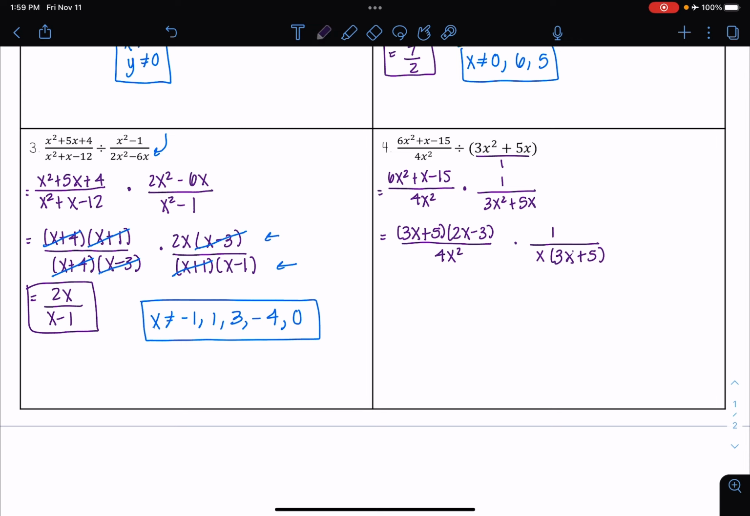And so now, going straight to simplifying, I see that the only thing that these share is 3x plus 5. So that's going to cancel out. So I'm left with 2x minus 3 on top and 4x squared times x, which is 4x cubed.